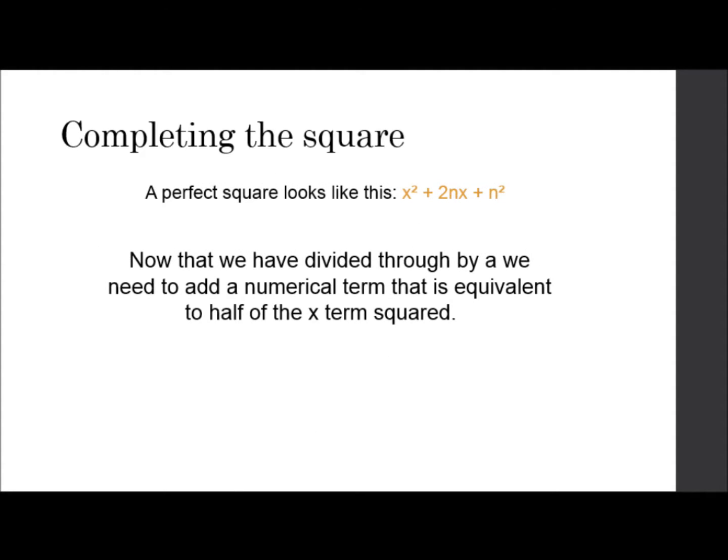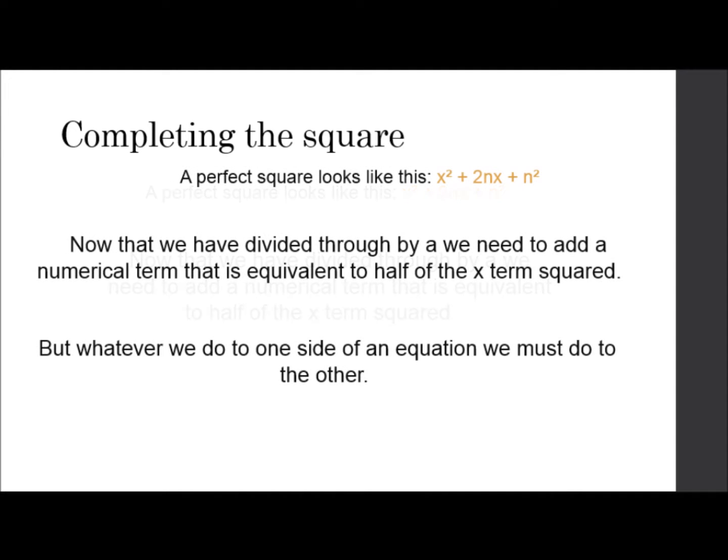Now to get our equation in the form that looks something like x squared plus 2nx plus n squared equals 0, we're going to have to add a numerical term that is equivalent to half of the x term squared, because the x term is 2n, so we want to halve that 2n to make n, and then we need to square it to make n squared.